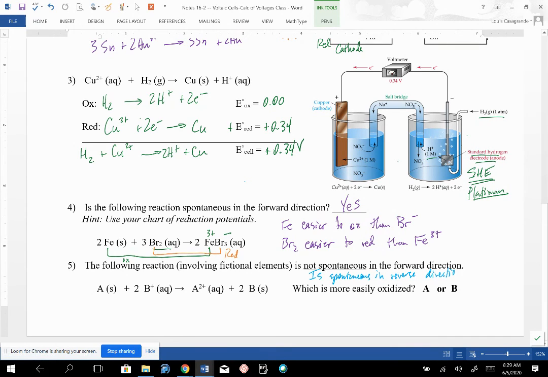Now let's look at A and B, because my question here is which is more easily oxidized, A or B? So A is being oxidized in the forward direction, and B is being oxidized in the reverse direction. So since the reaction is spontaneous in the reverse direction, that means that B being oxidized is the more spontaneous reaction, and that means B must be more easily oxidized.